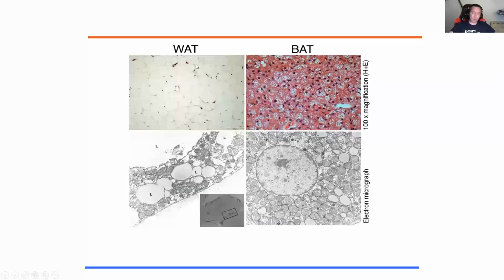Now, what is different between BAT and WAT is obviously we have these giant lipid droplets in WAT, but in BAT we have these little lipid droplets and a lot of this red staining from the H&E stain. And that red staining is staining predominantly mitochondria. The cytoplasm of BAT is chock full of mitochondria, and mitochondria are essential for BAT's function because to produce the heat, it needs to do oxidative phosphorylation.